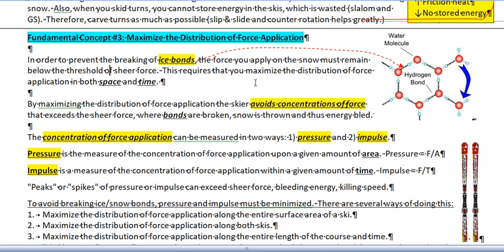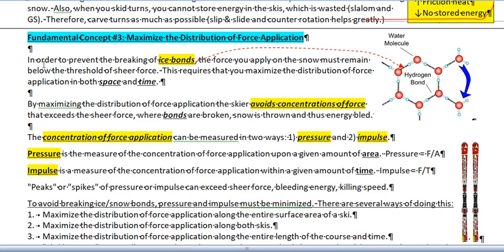All right, this is the third lesson on alpine skiing technique. We're covering initially fundamental concepts. This is the third one, and it's called maximizing the distribution of force application. So this is the force that you apply to the snow, and you want to maximize how you spread it out.